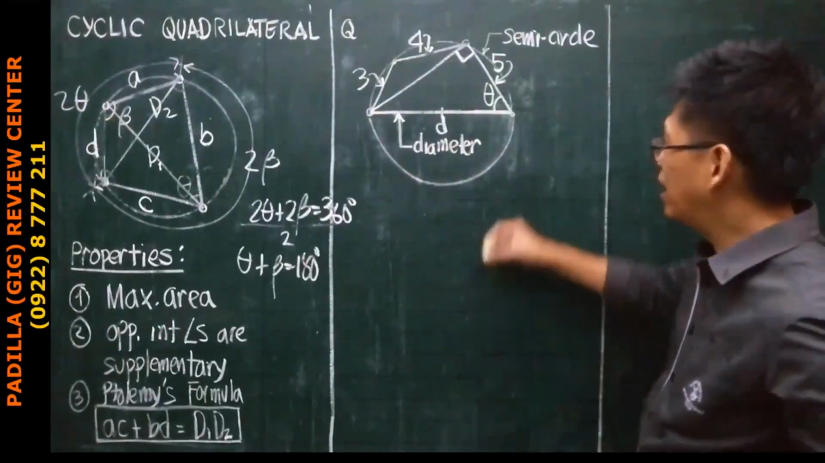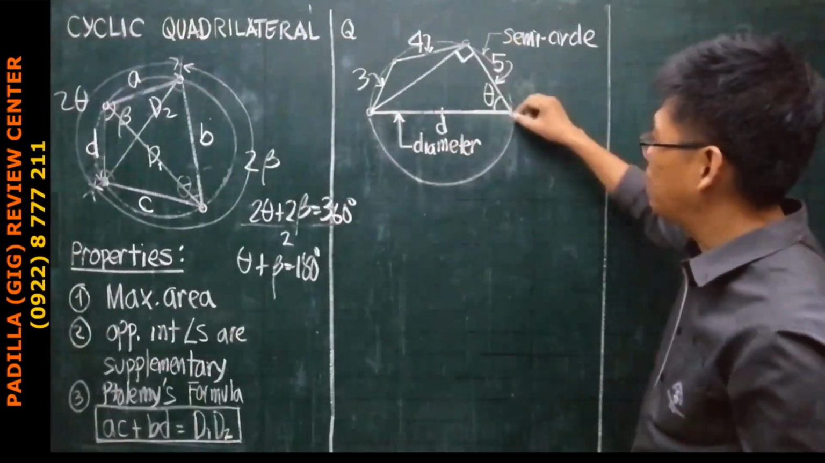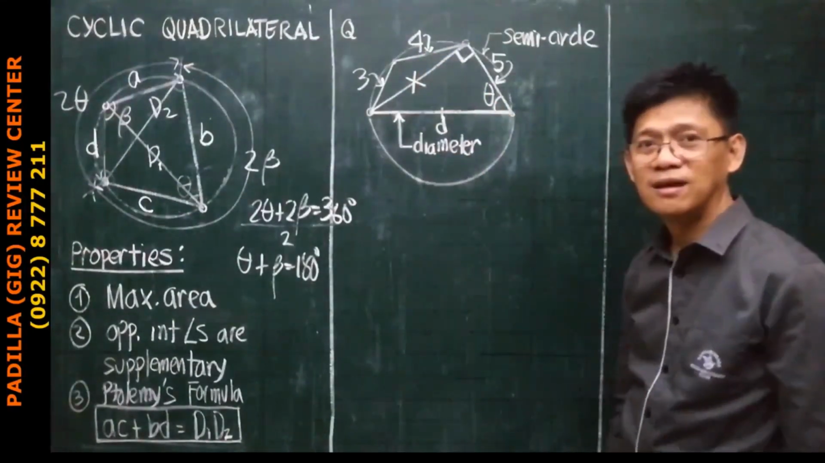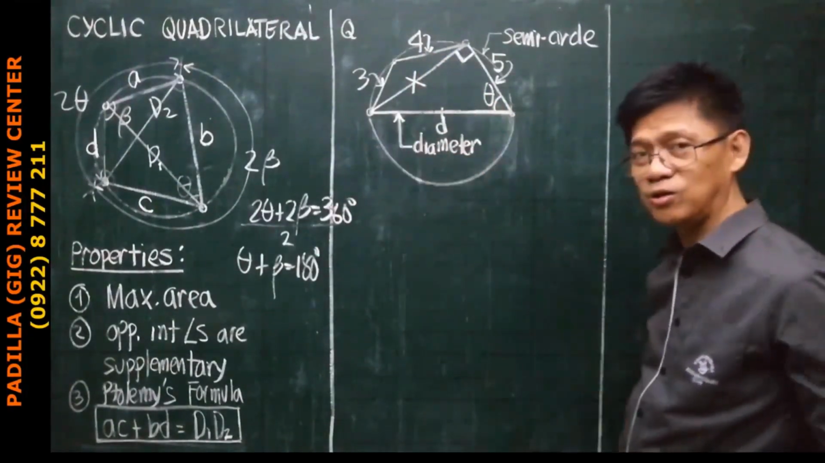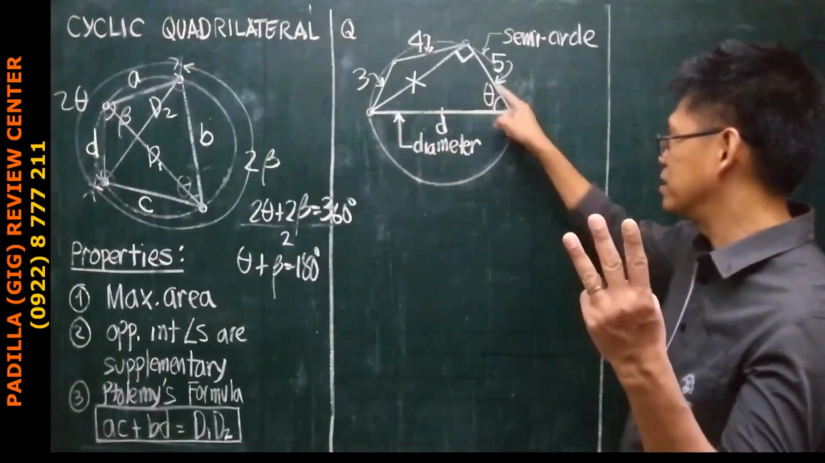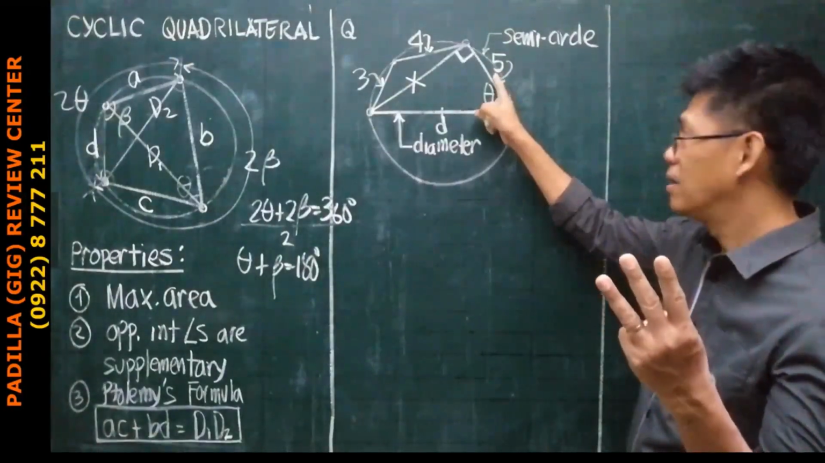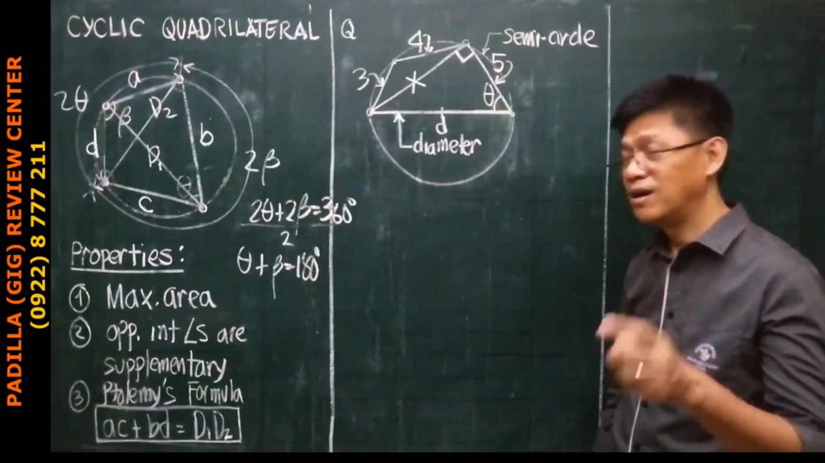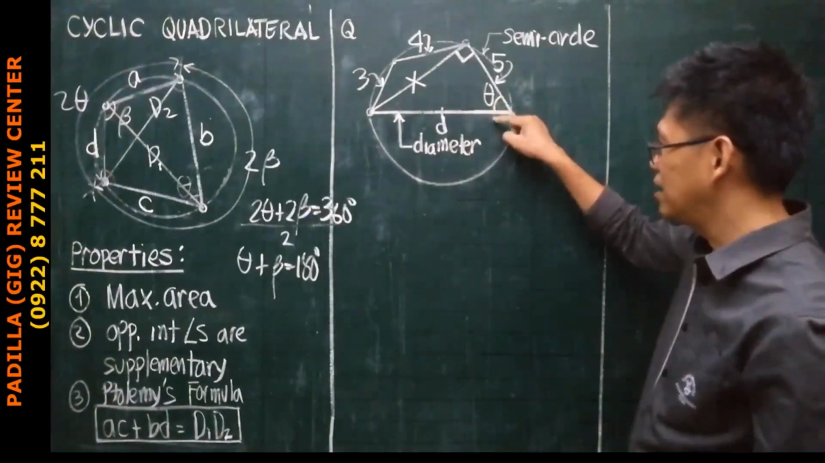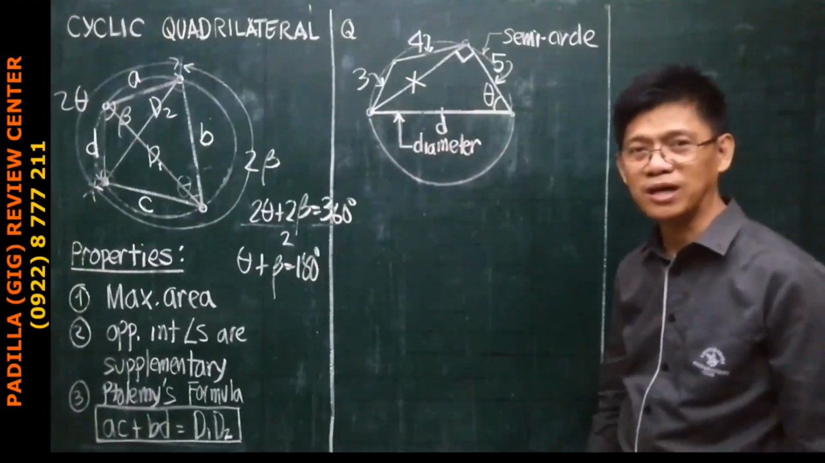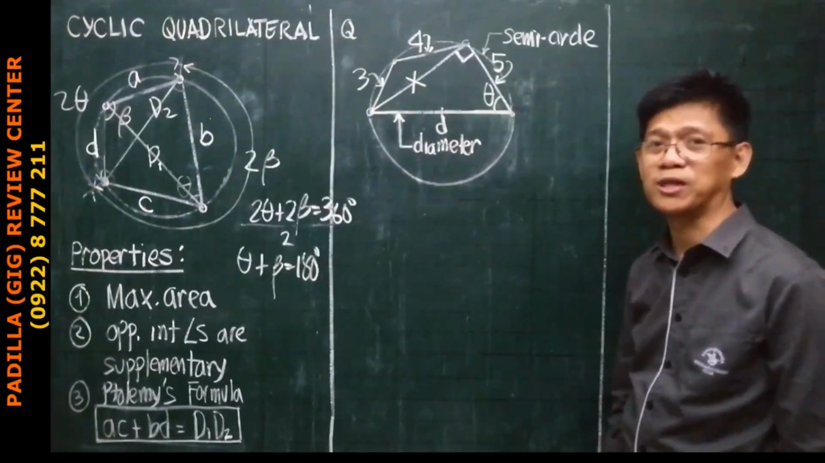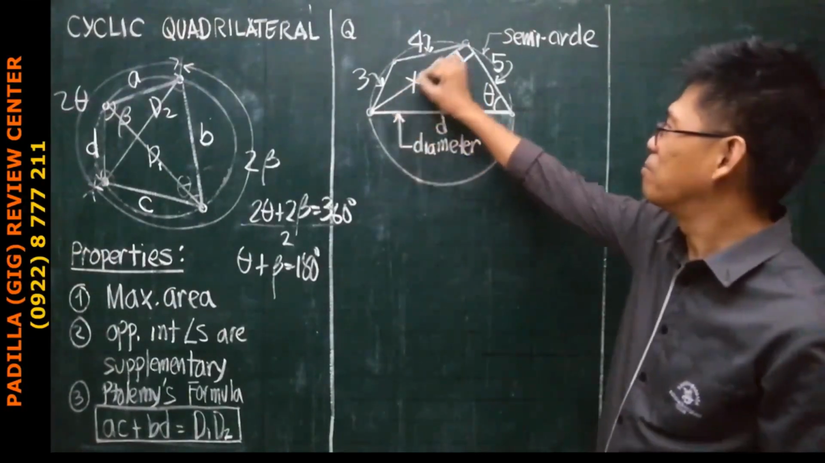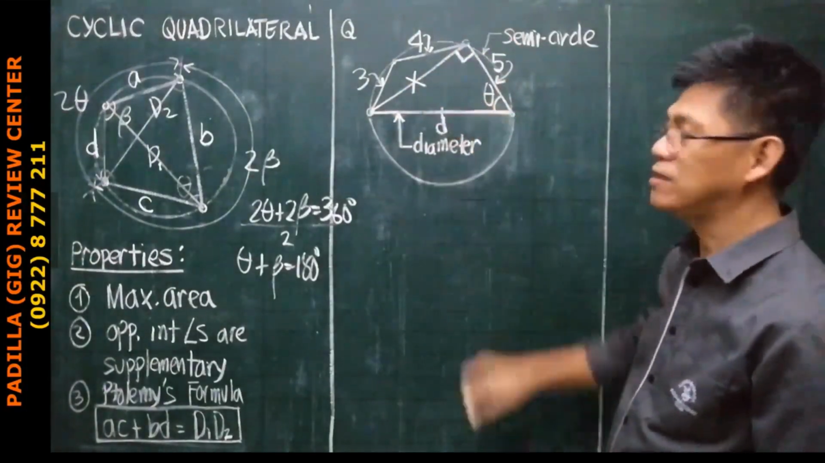Let me call this side 5, and let me call this subdividing line as x. To solve D, you need 3 things. I have one side, 5. I have one angle, 90. I just need one more. I need to find theta or I need to solve x. Only one of them needs to be solved. So, how do we get x or theta?